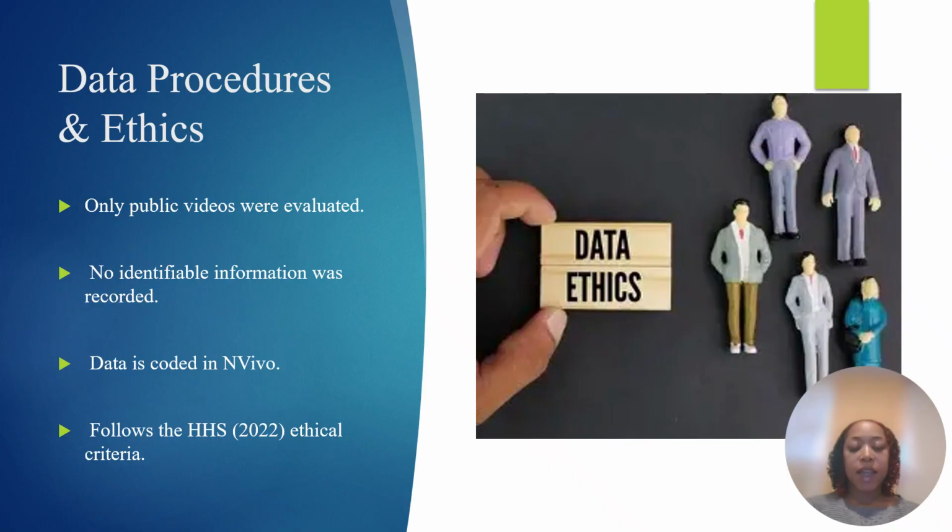Data procedures and ethics. To protect privacy and uphold ethical standards, the study uses secondary data that is already publicly available. No contact will be made with any individuals, and no identifying information such as names, locations, or faces will be collected. Each video will be assigned a coded identifier, and excerpts will be paraphrased rather than directly displayed. This approach aligns with the U.S. Department of Health and Human Services 2022 guidance on using online public data in research.